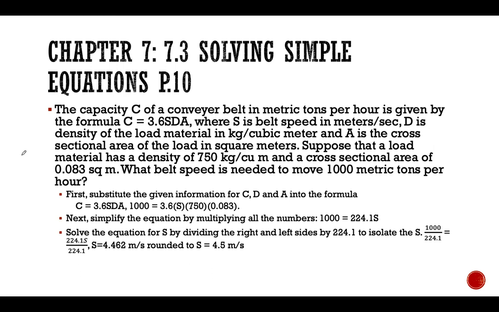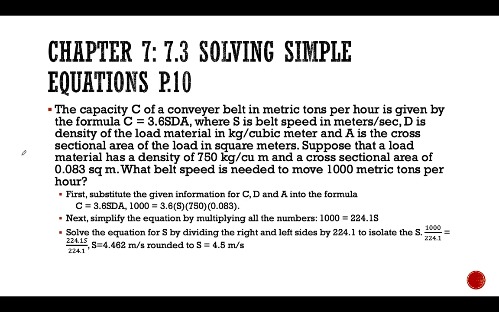The first thing we want to do is substitute the information that we're given for C, D, and A into the formula. The formula is C equals 3.6 SDA, so substituting 1,000 for C, 3.6 S, which is the unknown that we're trying to find, substitute 750 for D and 0.083 for A. Now we're going to simplify by multiplying.